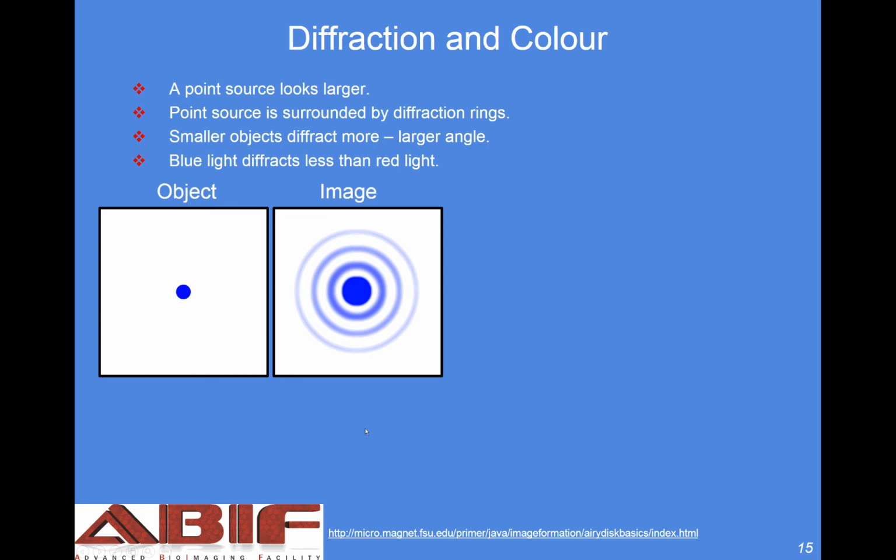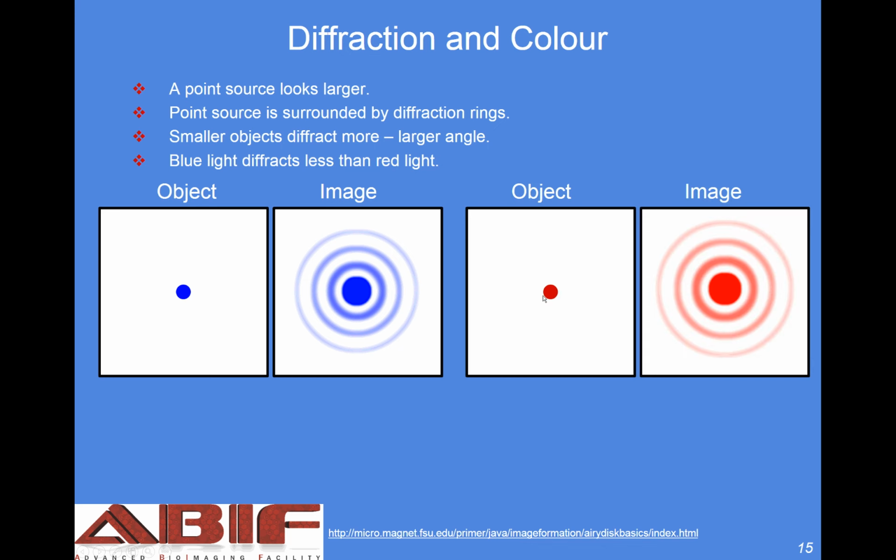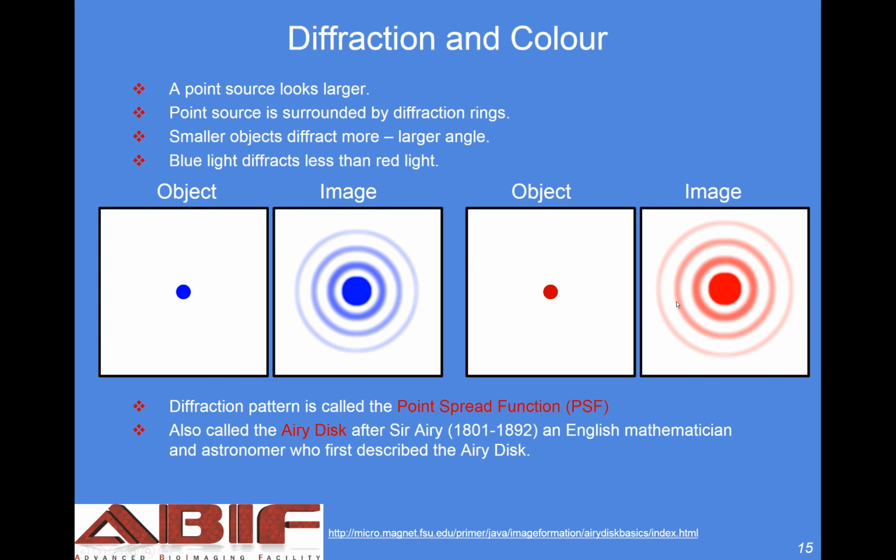And an important property of diffraction is that lower wavelength light, like blue light, diffracts less than longer wavelength light, such as red light. So if you took the same object of the same size, but that object was red, then that object would actually appear larger in the image because the red light undergoes more diffraction, it bends more, and these diffraction rings are further away from the point source, and the point source itself also looks larger. So this is one property that affects the resolution of the microscope.